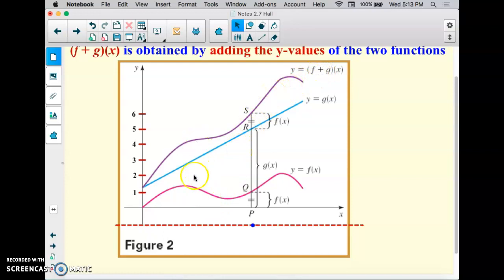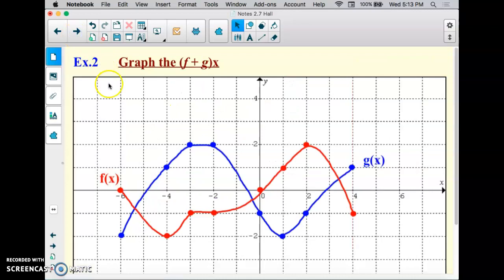I can do that anywhere. I can add up any y values along both graphs, and I would end up with this purple graph. Okay, the graph of f plus g of x.